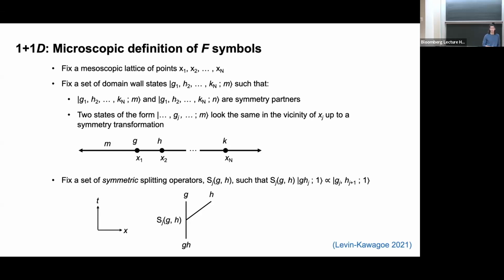Is S_J unitary or not? S_J does not have to be unitary. And what's the property of it? Okay, the property is that it's symmetric, meaning it commutes with the symmetry operators. That's it. And it has to be local, so it basically has to act in the region between J and J plus 1.